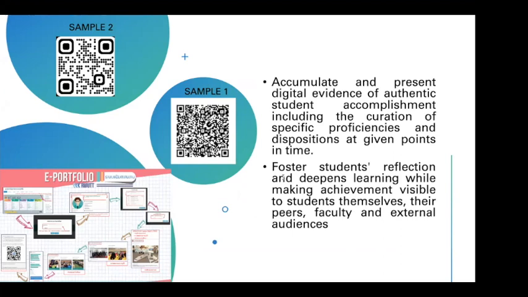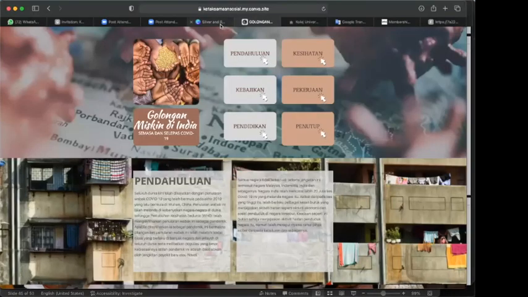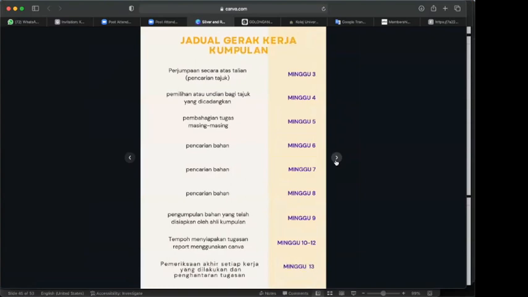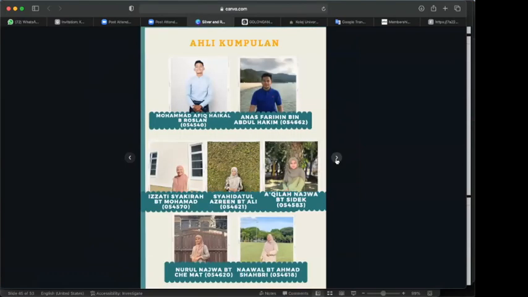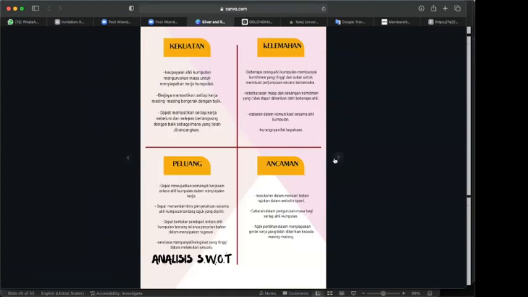But for my course last year, these are the 2 best groups I chose. I asked them to provide an e-portfolio on the economic crisis after COVID-19, and there are groups that chose Indonesia and Sri Lanka. What I asked them for is the time frame of their work, so they provide this, and also the information. This is the group, and they explain everything, and I asked them to do SWOT analysis.